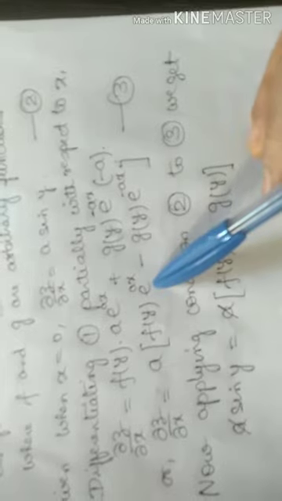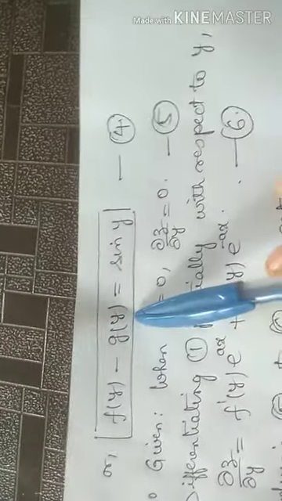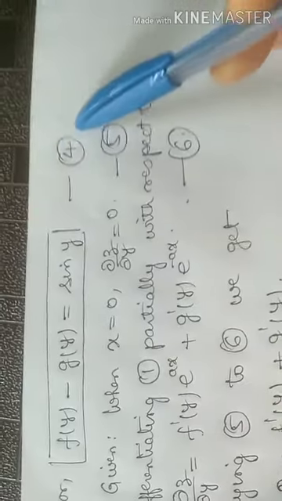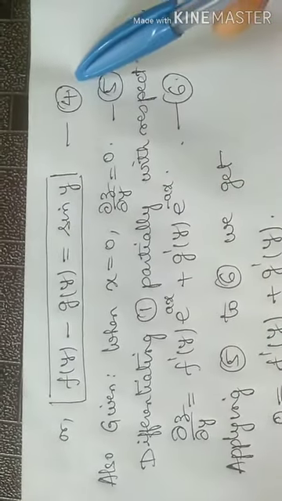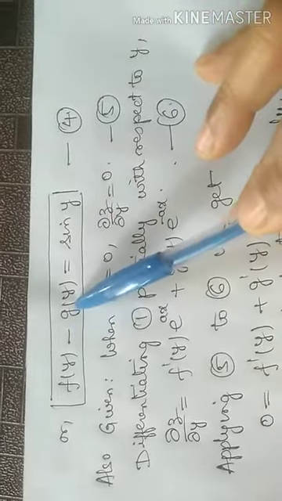Now applying condition 2 in 3, we get a sin y = a times [f(y) − g(y)]. Now we know that when x = 0, e^(a·0), that is e^0, is 1, and e^(−a·0), e^0 again, is 1. So this is 1, this is 1, so f(y) − g(y). So we get f(y) − g(y) = sin y, and we number this as equation 4. These are still unknown functions.